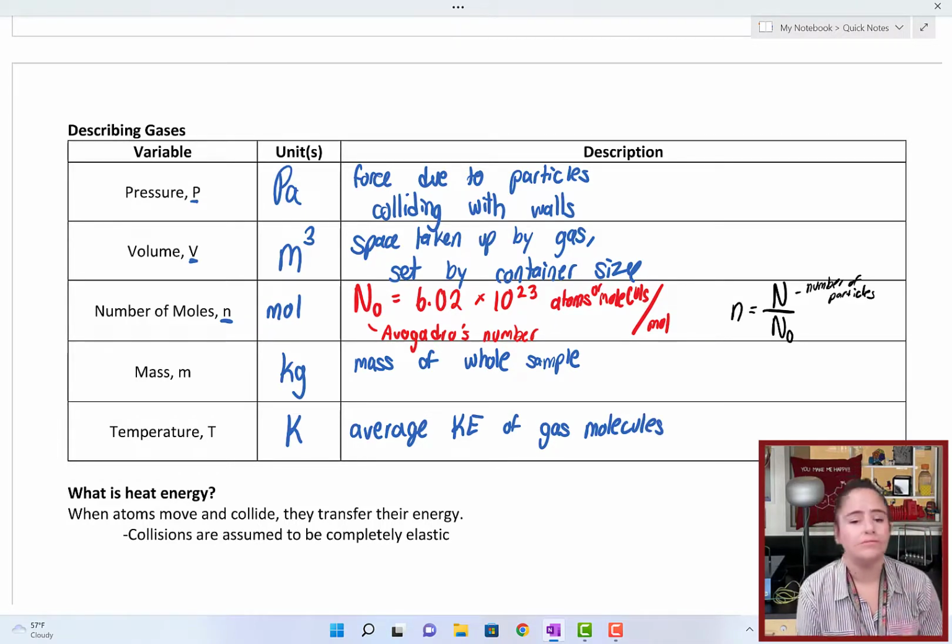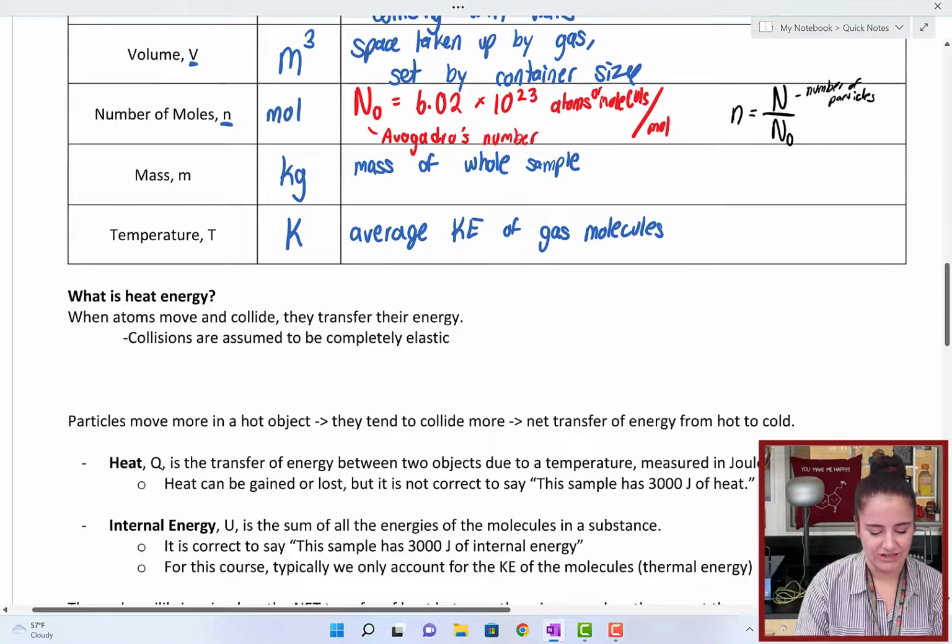Okay, so that is some of the vocabulary that we will use throughout this unit when we're talking about gases. Now we've got temperature, and some of the volumes that we need to describe gases, but note energy isn't on there, heat isn't on there. But we're going to be talking about heat a lot this unit. So what is heat energy?